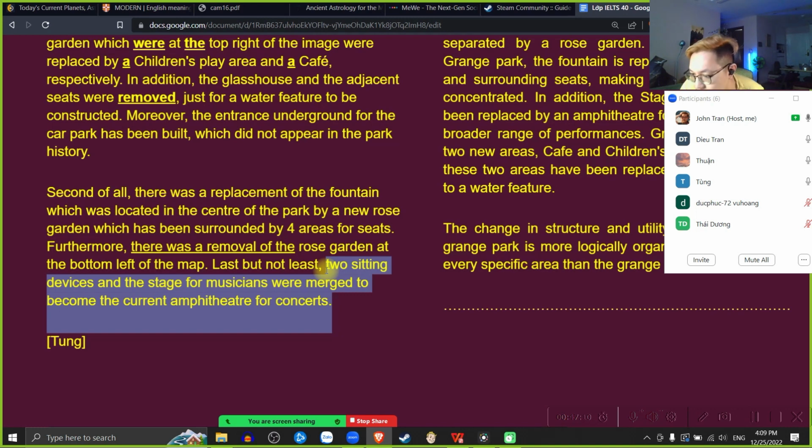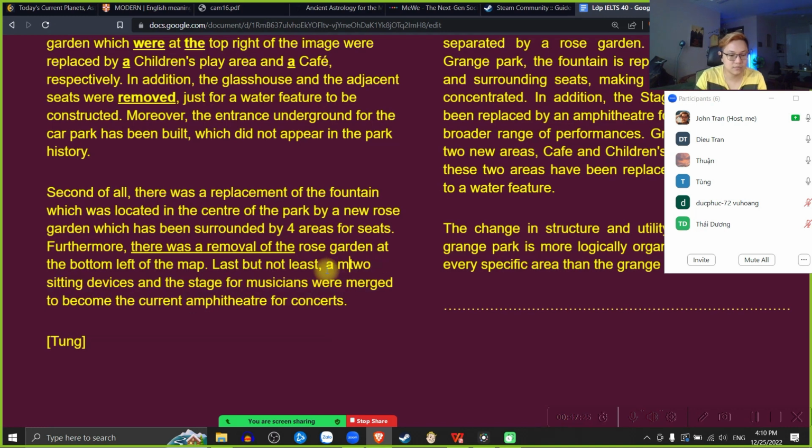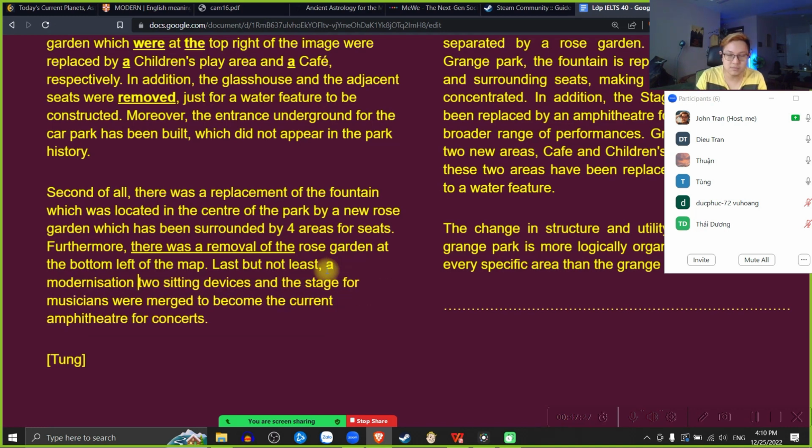Một sự thay mới. Một sự hiện đại hóa. Cái stage diễn ra chẳng hạn. You can say a modernization. Sự thay đổi cấu trúc. A reconstruction.